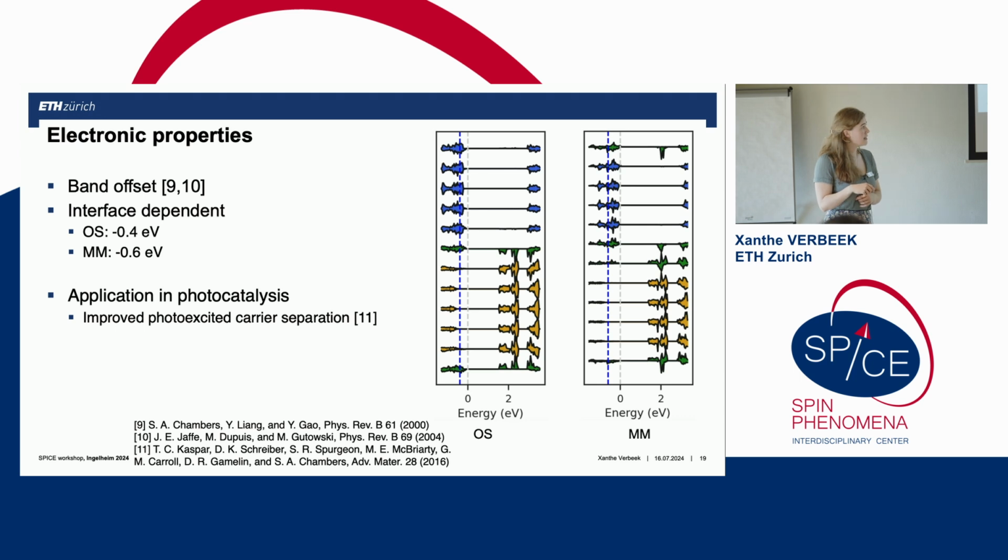There is a band offset, which is dependent on the interface type. So here I show the density of states layer dependent in the interfaces. I colored the just chromium oxide density of states blue, the iron oxide density of states yellow, and the mixed one green. And we see that there's a shift from the top of the valence band that is downwards when we move to the more iron oxide layers, but this shift is smaller in oxygen separated than in a mixed metal environment. And this has nice applications in photocatalysis because it allows for improved photoexcited carrier separation.